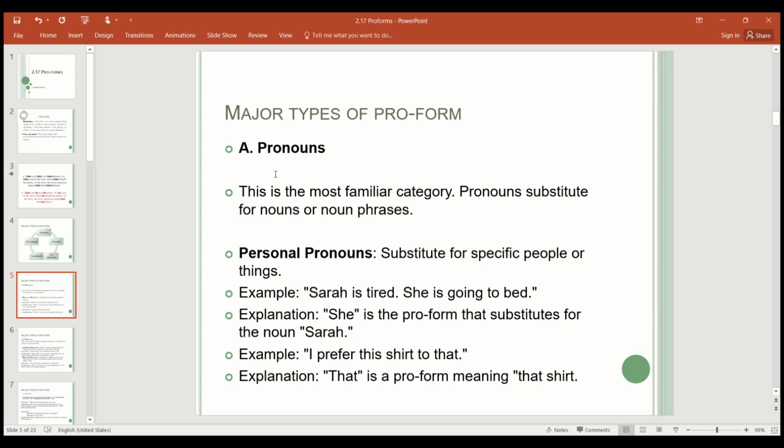Let's take some examples for pronouns. Pronouns substitute nouns or noun phrases. Personal pronouns, for example, in this sentence, Sarah is tired, she's going to bed. So we use the pronoun she in order to replace the repetition of the noun Sarah. Also, another example, I prefer this shirt to that. That is used as a pronoun to replace the word shirt, to avoid repetition. Instead of saying, I prefer this shirt to that shirt, we use only the demonstrative that in order to replace the noun shirt.